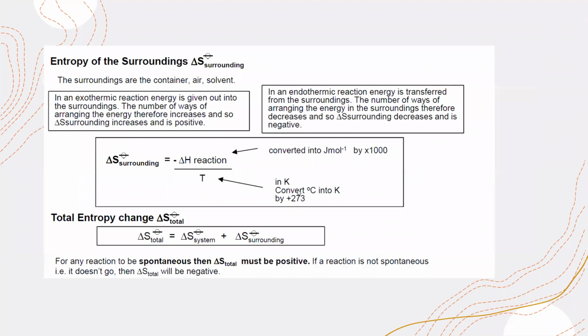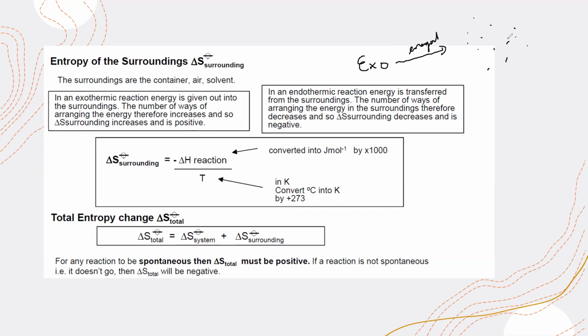Then entropy of the surrounding. How to calculate the entropy of the surrounding? Basically, what happens if the reaction is exothermic? Exothermic reaction means it releases energy. Release energy where? It releases energy to the surroundings. So if energy is given out, it goes to the particles in the surroundings. As we know, entropy increases as the number of particles increases, or if they have random motion, or they have more energy.